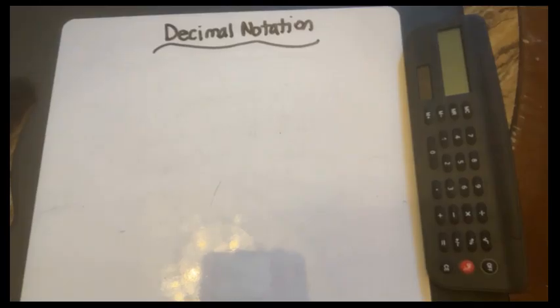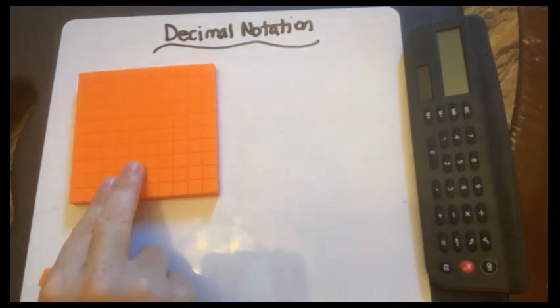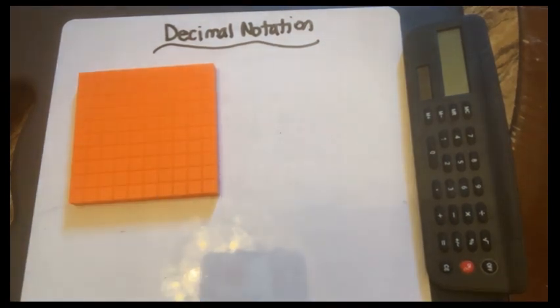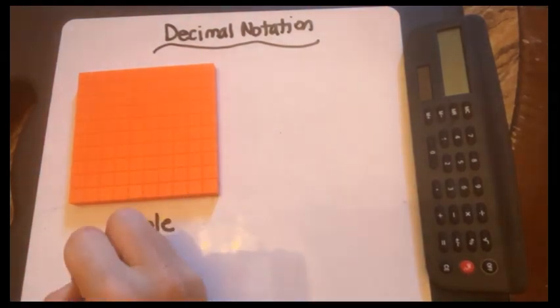This is decimal notation and how to write decimal fractions that have a denominator of tenths or hundredths as a decimal. So to review, this flat, we call it a flat, that is going to be worth one whole. Think of it as like $1.